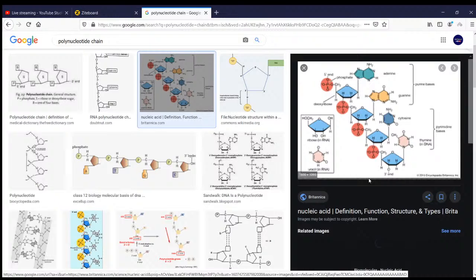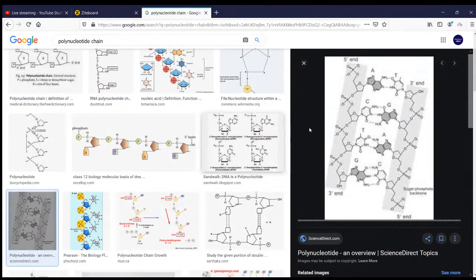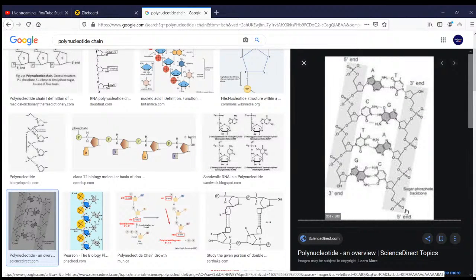So you can see in this structure that the ribose sugar and phosphate stay at the backbone. Okay, this is the backbone. From here another one will come, hydrogen bonding will occur, and this will stay the backbone of the other strand as well, right?